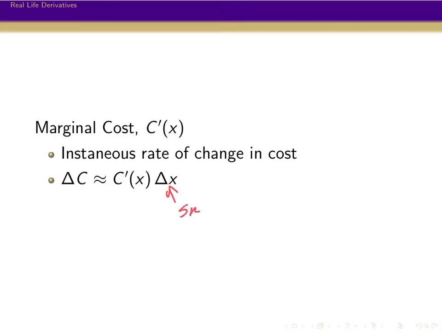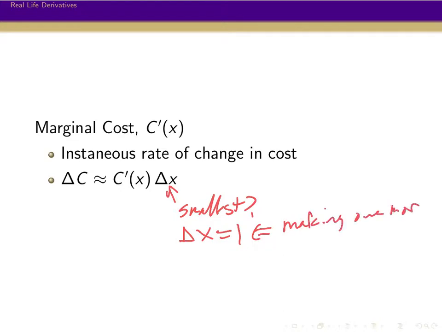So what's the smallest? Well, if you're changing the number of items, you can't really make 1/100th of a new item. You're really going to make a whole thing, right? And so the smallest is really going to be setting delta X equal to 1. Well, if we set delta X equal to 1, this is thinking about making one more item.